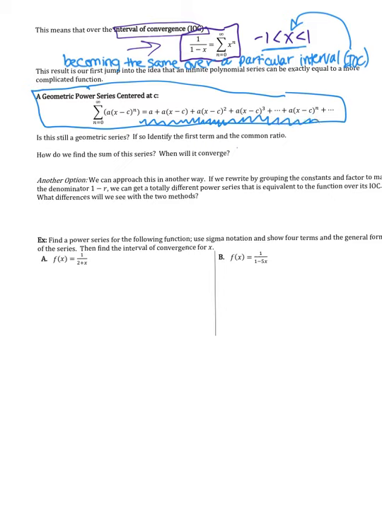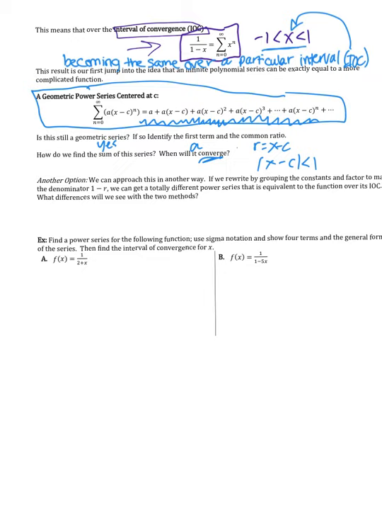Is this series still geometric? It sure is. I still have some ratio being put to the power of n. If so, identify the first term. Well, the first term would be a, and the common ratio would be x minus c. And anytime we can categorize something as geometric, we have a whole lot of information that we know about it. If it is geometric, we can determine whether or not it converges. And we know when it will converge. It will converge when the absolute value of this ratio is less than 1. And if it does converge, then we can also find the sum.